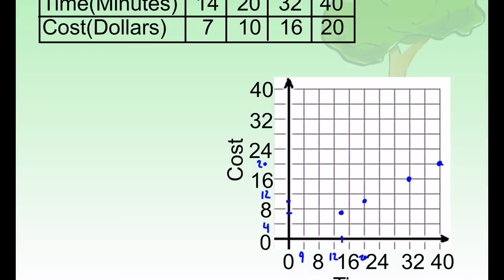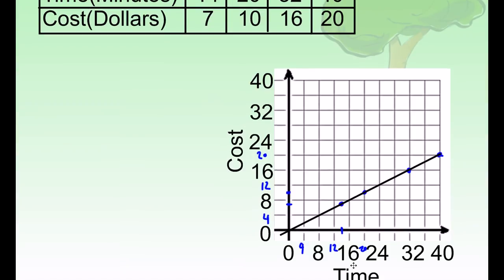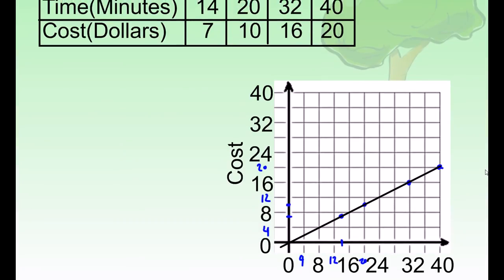And if I would connect these points together, let's see what they form. I mean, obviously it forms a line, but let's see how it looks. Okay. So we have a line that goes through the origin. And let's see if that makes sense. If you're on the internet for 0 minutes, wouldn't it make sense that they're going to charge you $0? I'd hope so. So this is a proportional relationship. If you remember those proportional relationships from before, that's what this is.